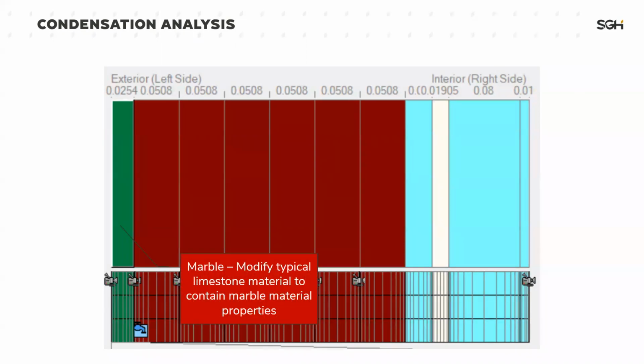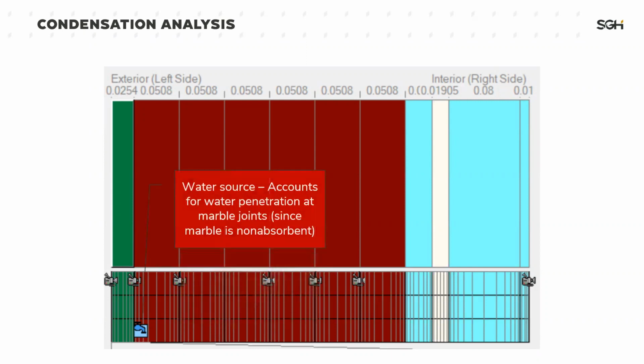On the left, we have our marble, which we created by modifying a typical limestone material to contain marble material properties. And one key characteristic of marble is that it's pretty non-absorbent. If you think about it, if you have a big sheet of marble and you spray water at it, very little water will travel through it. But in reality, we don't often have a huge sheet of marble on the outside of buildings, but rather we have panels of marble with grouted joints. Because of that, we wanted to model the water penetration that occurs at those joints. So we set up this water source just inboard of the marble layer.